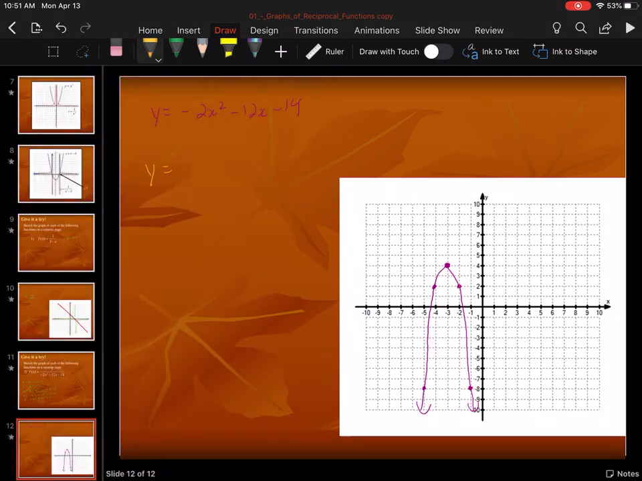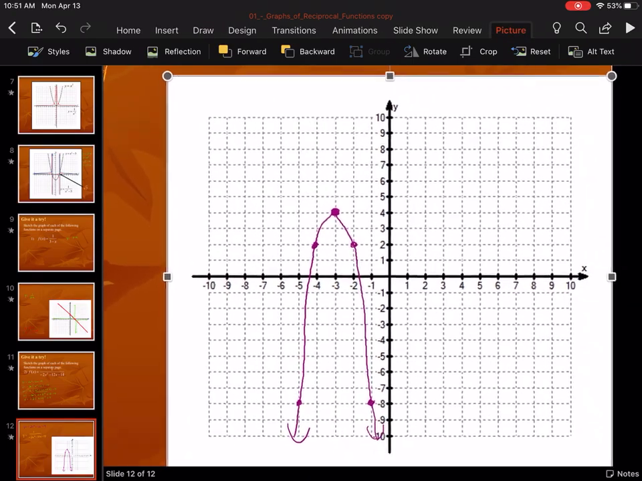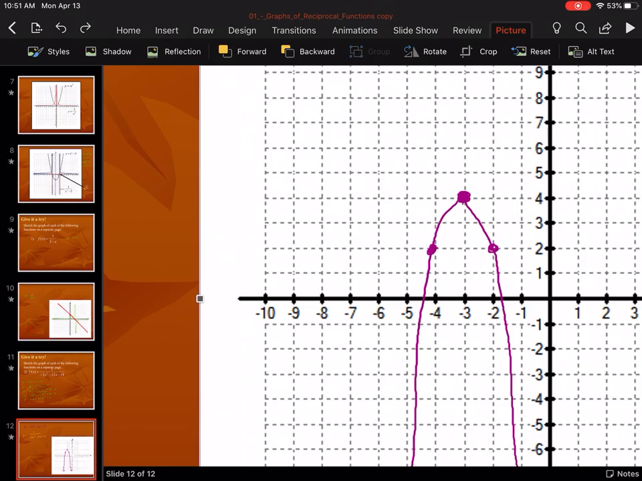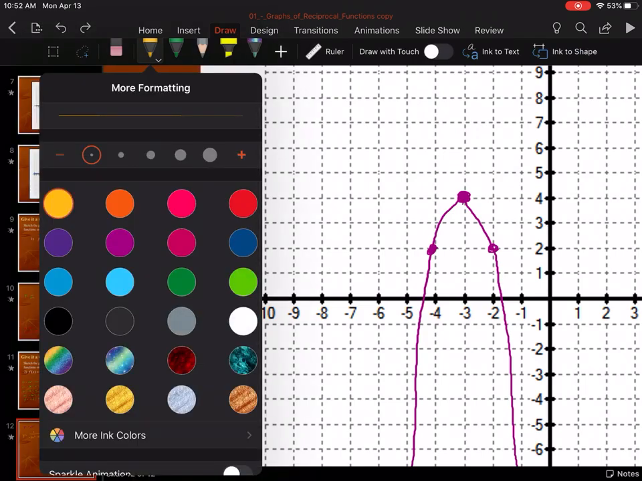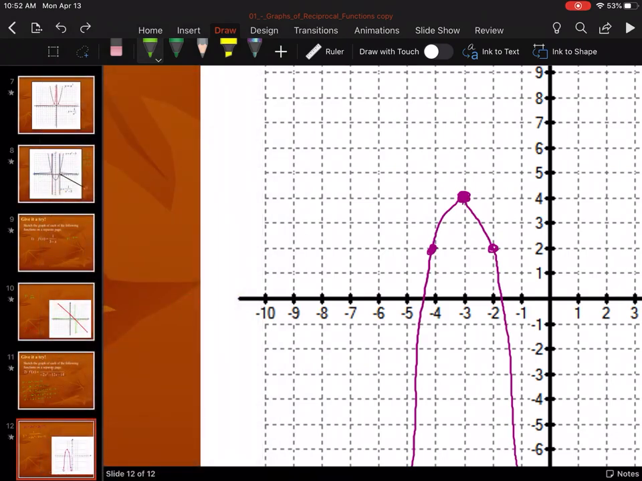I want to graph, let me get a different color here. I want 1 over negative 2x squared minus 12x minus 14. Here comes all the thinking here. Where this graph goes through 1 and negative 1, those points will stay at the same value. Where this graph is 0, there's now a vertical asymptote going right down through there. And here, a vertical asymptote going right down through there. And I've got a point here, negative 4.